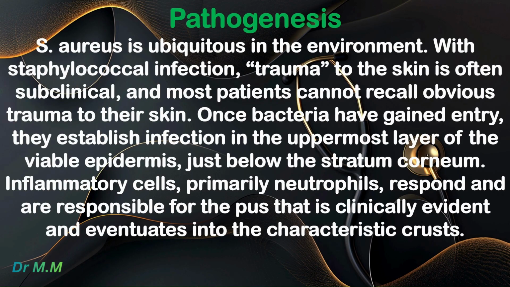Pathogenesis. S. aureus is ubiquitous in the environment. With staphylococcal infection, trauma to the skin is often subclinical, and most patients cannot recall obvious trauma to their skin. Once bacteria have gained entry, they establish infection in the uppermost layer of the viable epidermis, just below the stratum corneum. Inflammatory cells, primarily neutrophils, respond and are responsible for the pus that is clinically evident and eventuates into the characteristic crusts.